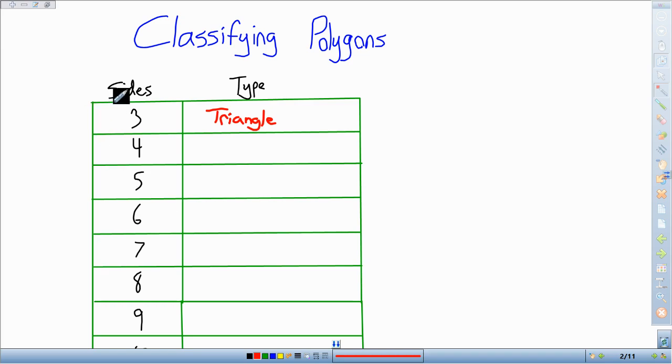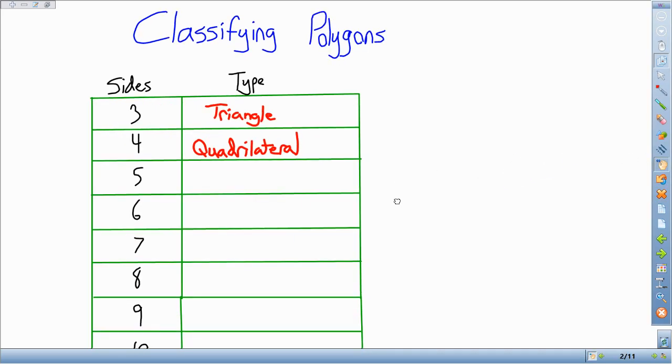The next one, when we have a polygon with four sides, what is that called? You might think it's a square, maybe a rectangle. No, those are types of four-sided polygons, but the generic name for any four-sided polygon is a quadrilateral.